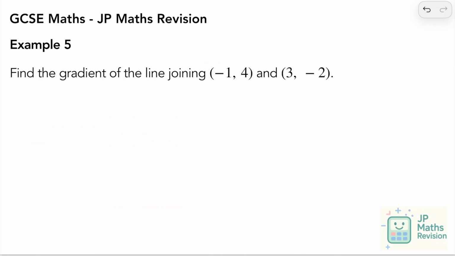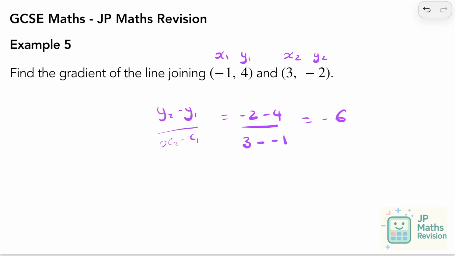Here's another example. This time we're finding the gradient of the line joining minus 1, 4 and 3, minus 2. Again, I'm going to call them x1, y1 and x2, y2. The gradient is the change in y divided by the change in x, so we're doing y2 minus y1 over x2 minus x1. y2 is minus 2, y1 is 4, so minus 2 minus 4, and then it's going to be 3 minus minus 1. So minus 2 minus 4, that's minus 6. 3 minus minus 1 becomes 3 plus 1, so that's 4, and minus 6 divided by 4 is minus 1.5. So the gradient of the line joining those 2 points is minus 1.5.